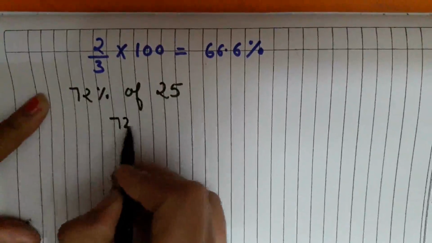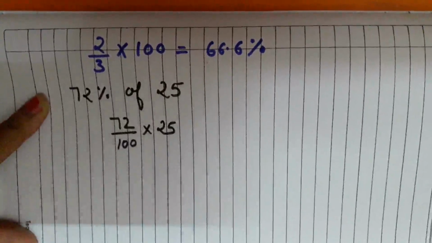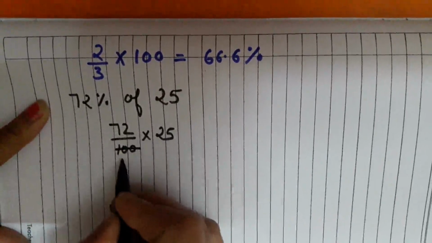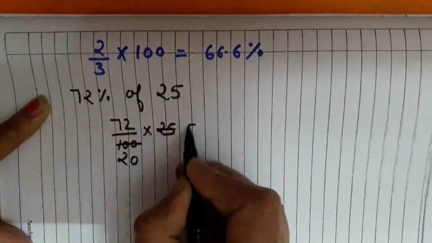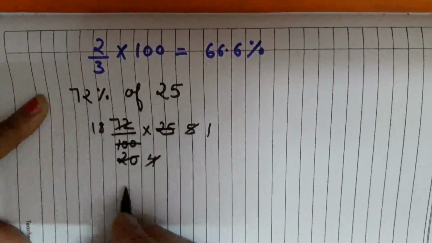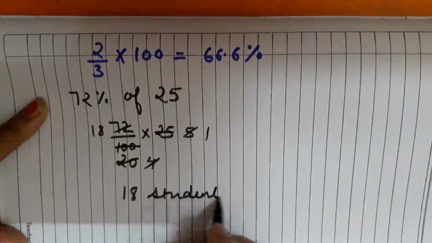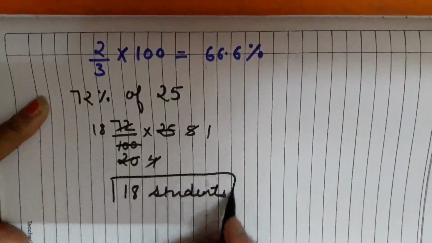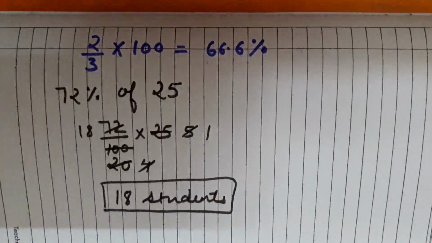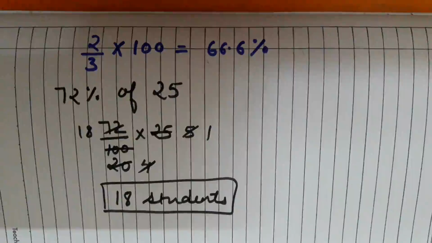So how can you calculate? 72 upon 100 into 25, you will get 18. So 18 students out of 25 are going for the trip. Okay, so with the help of this we are able to find that out.